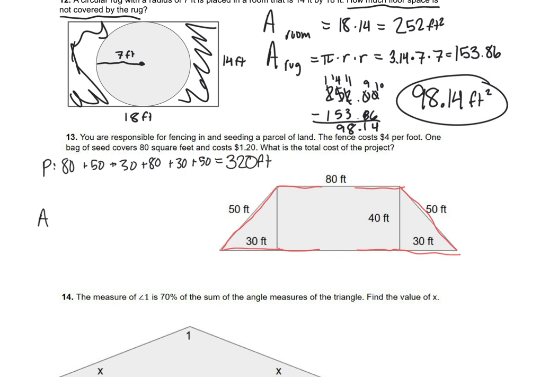Okay. With that being said, it is saying that the fence costs $4 per foot. Well, I know how many feet I need. It's right here. So all I need to do is take this 320 and multiply it by 4. 320 times $4 per foot gives us a total cost of the fence of $1,280.